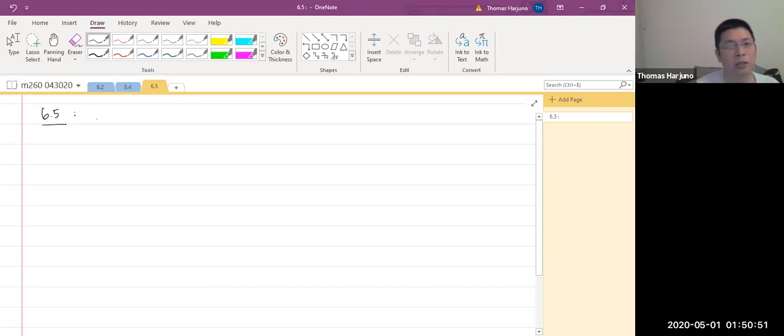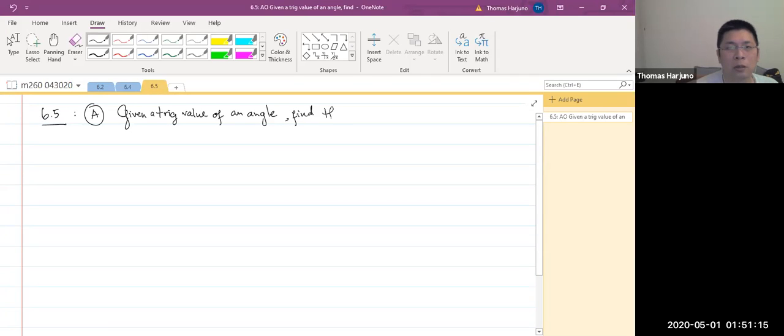There are two major parts here. The first one is, given a trig value of an angle, it doesn't have to be an acute angle anymore, find the remaining trig values of that angle.